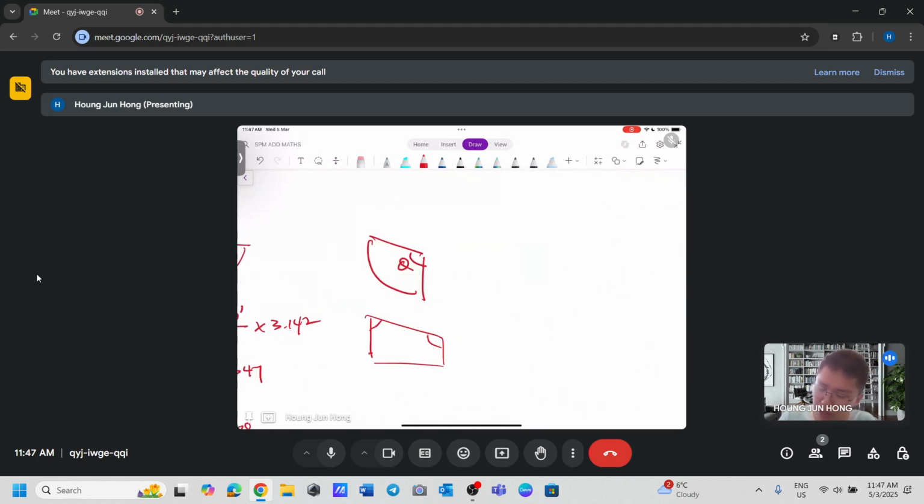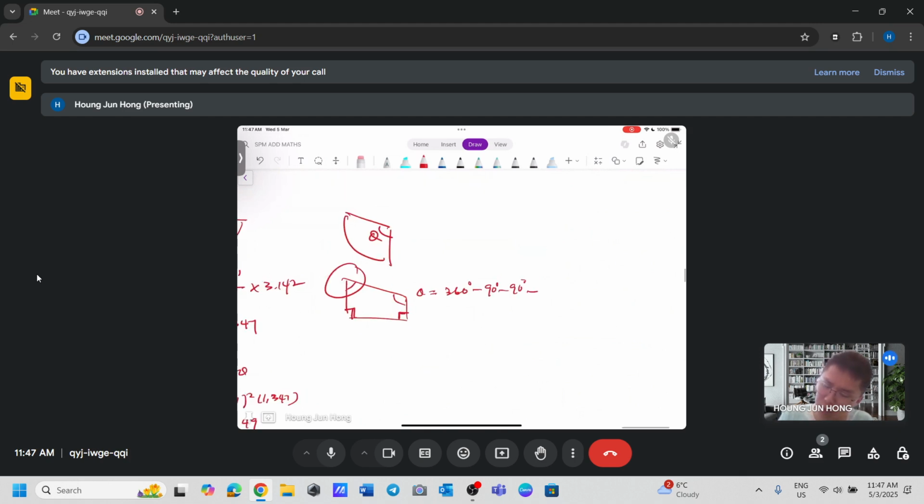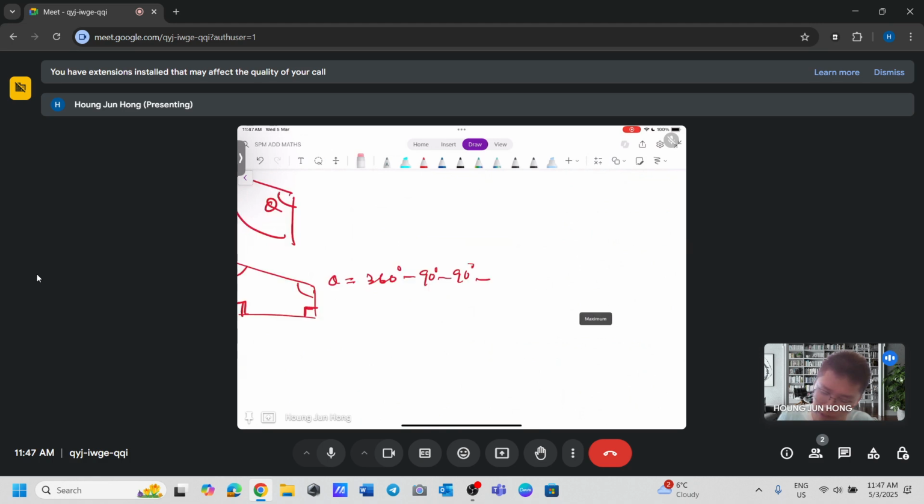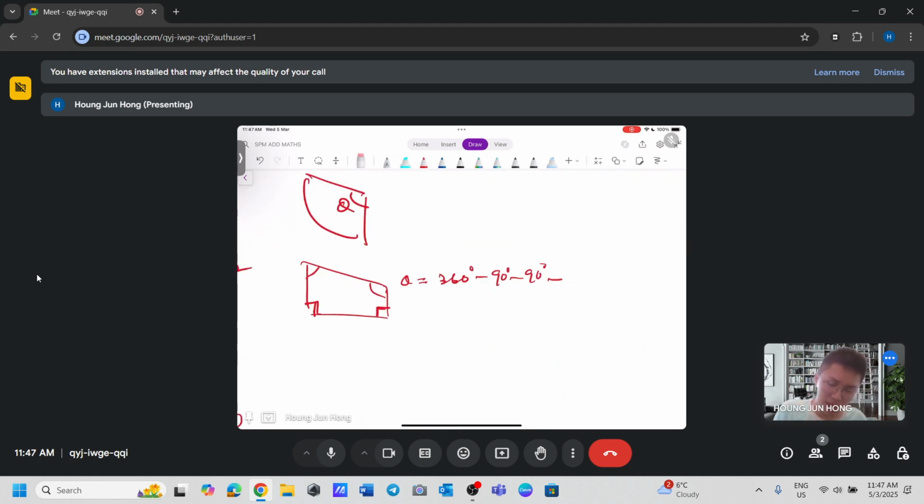And you know that these two are right-angled triangles. So these two essentially are also 180. This is 180, this is 180. So how do you find this theta over here? Theta equals 360 minus 290 degrees at the bottom, and then you also minus off the one on top you have just found, which was 77 degrees 10 minutes.